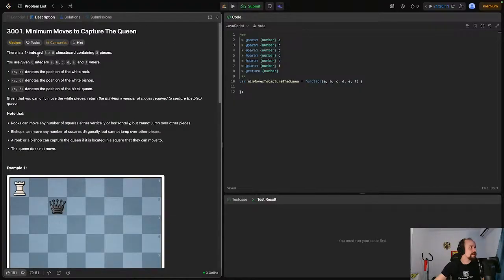Okay, there's a one-indexed, single-dimension board containing 3 pieces. You're given 6 integers, A, B, C, D, E, F. A, B denotes the position of the white rook. Okay. So A, B equals the white rook, C, D equals the white bishop, E, F equals the black queen.